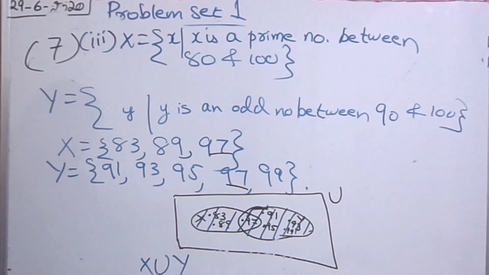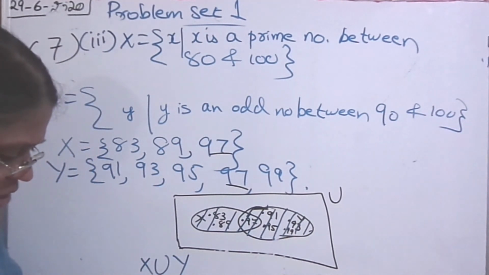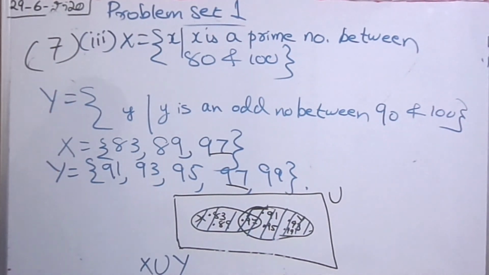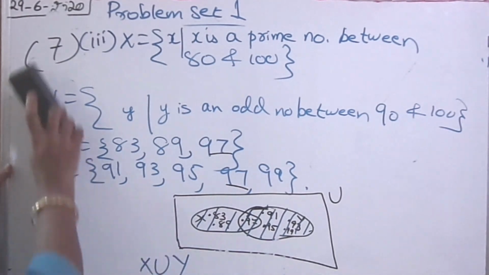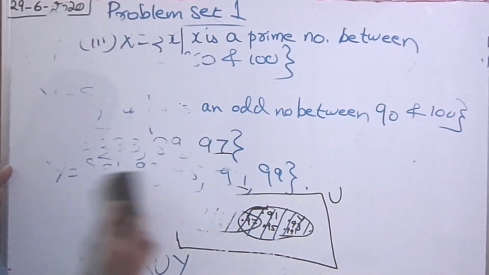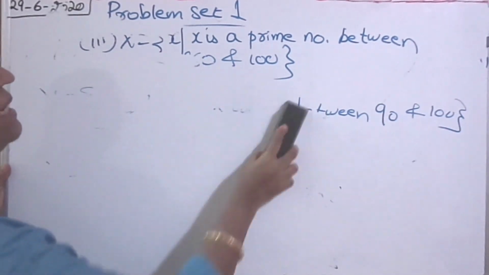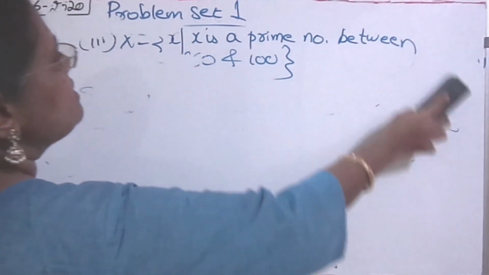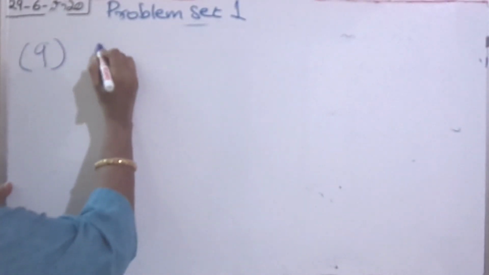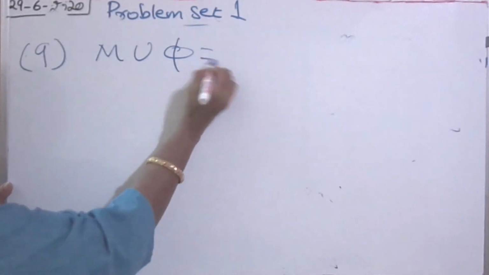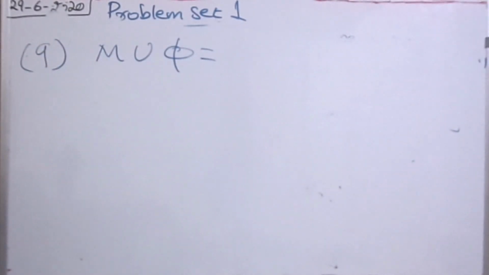Now one last sum is remaining for the union and intersection. That is the 9th sum. If M is any set, then write M union empty set and M intersection empty set. Last sum. After that we have finished with the union and intersection type sums. Then the remaining sums will be done in the next class. If M is any set, then M union empty set.